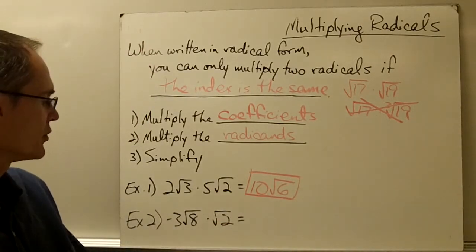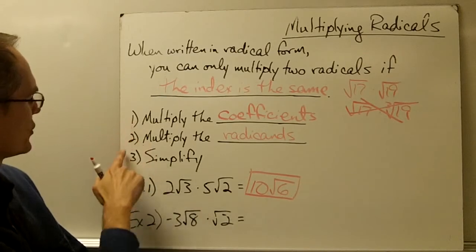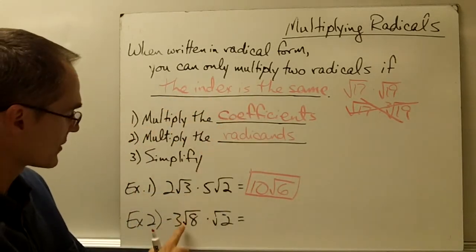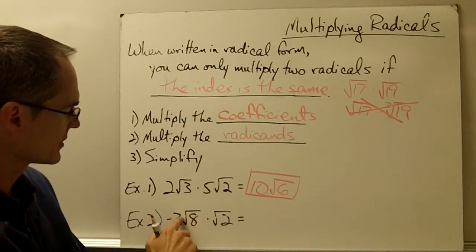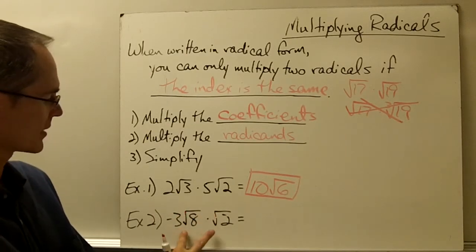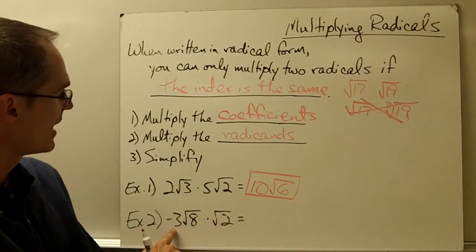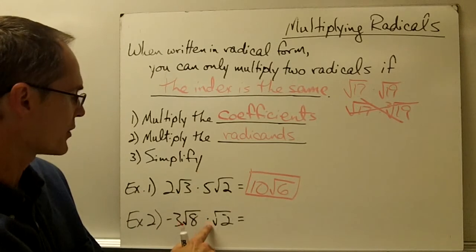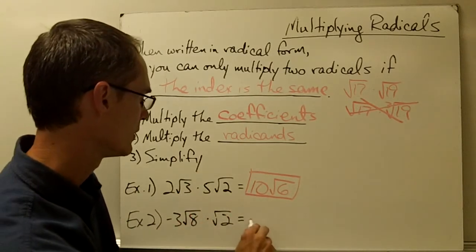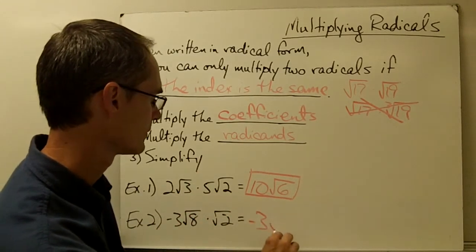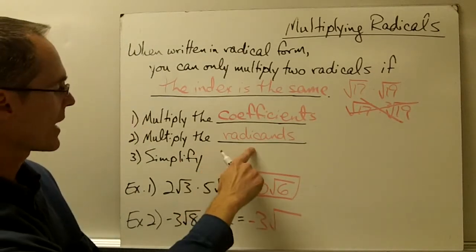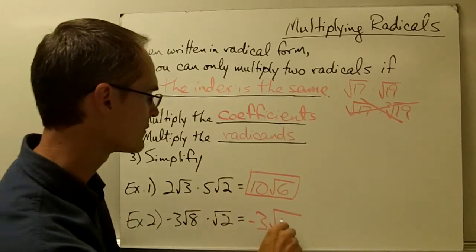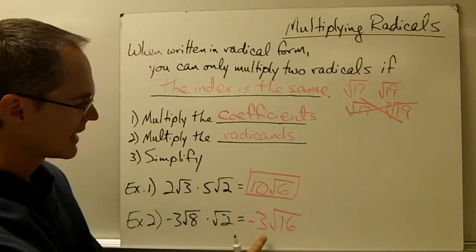Now example number 2, again I'm going to go through my 3-step process. I notice I have the same indexes here. This is a square root, this is a square root, so I can multiply these two expressions. First I multiply the coefficients. Negative 3 times 1 would give me a negative 3. Then I multiply the radicands. 8 times 2 gives me 16.